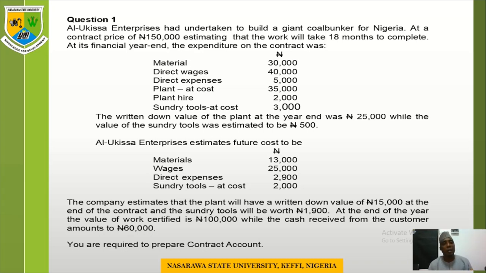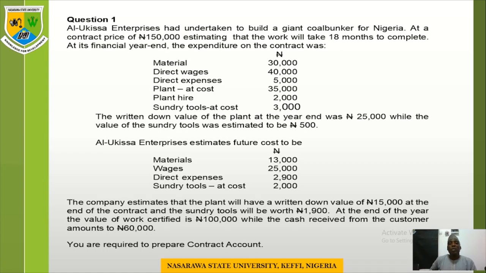Al Okisa Enterprise had undertaken to build a giant coal bunker for Nigeria at a contract price of 150,000, estimating that the work will take 18 months to complete. At the financial year end, the expenditure on the contract was given.